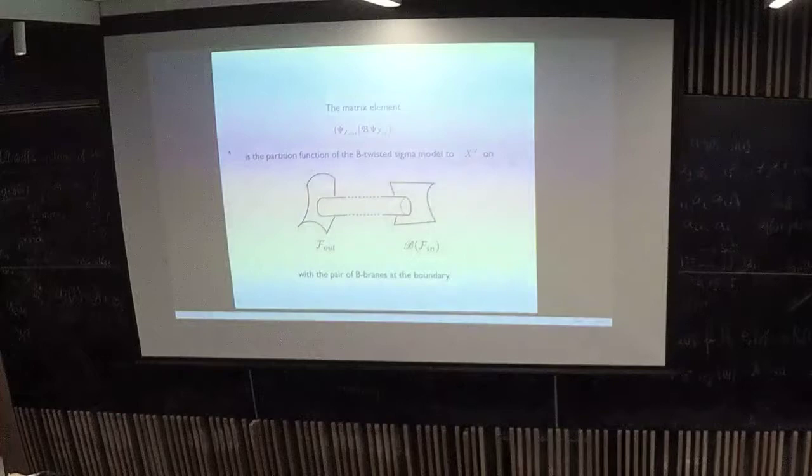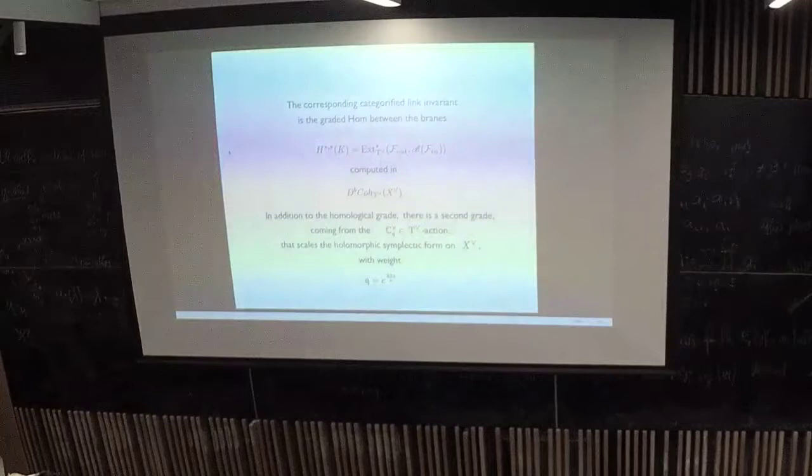And you find that the corresponding categorical link invariant is the graded Hom, the space of states that contributes to that trace. So that space is the Ext between the branes at the two ends, computed in the equivariant derived category of X-check. So in addition to the homological grading, you get a second grading that comes from q, from the T-check, from the equivariant action on X-check.